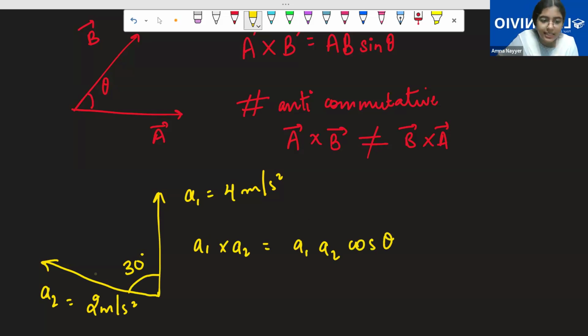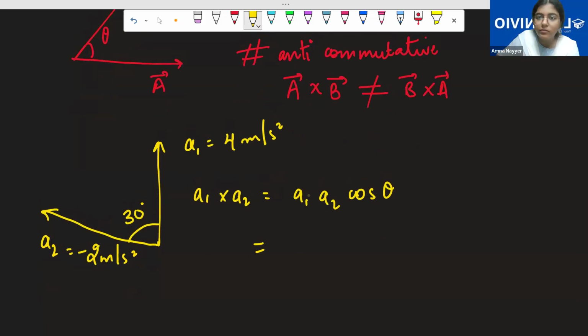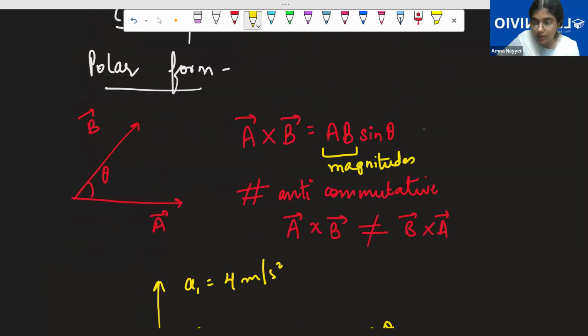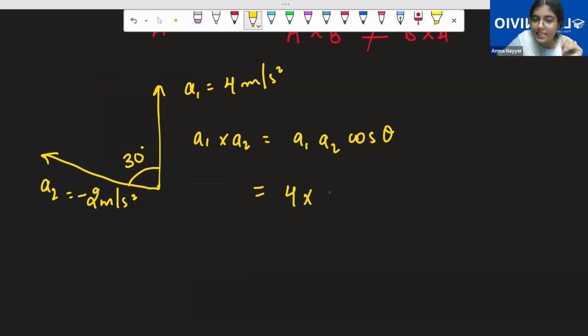Now, if I say acceleration is -2, class, I don't have to put minus sign because the formula says magnitude. These are the magnitudes, class, A and B. These are the magnitudes in both dot product and cross product. So this is 4 into, I'll not take -2, I'll just take 2 into sine 30 degree. That is 4 into 2. Yes, Tahura, what is cos 30?